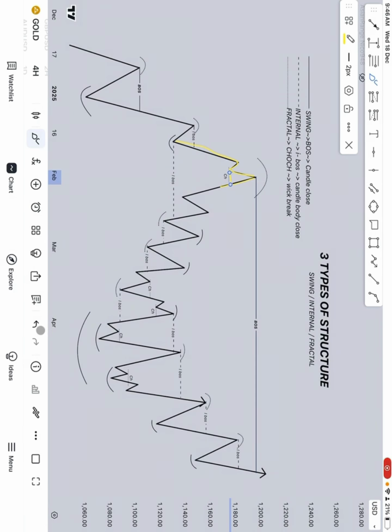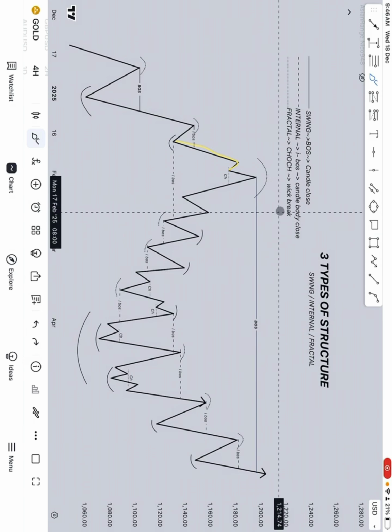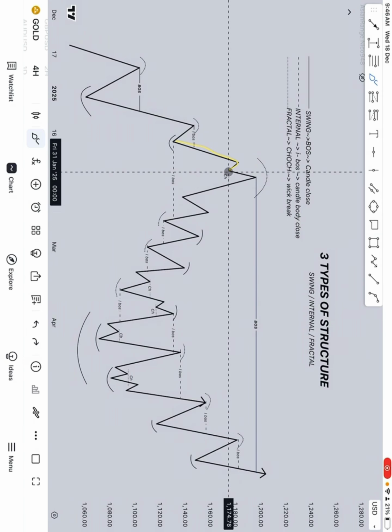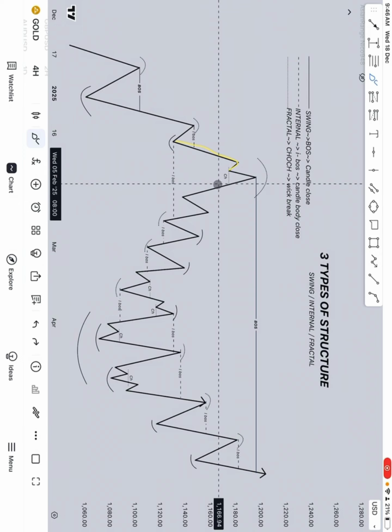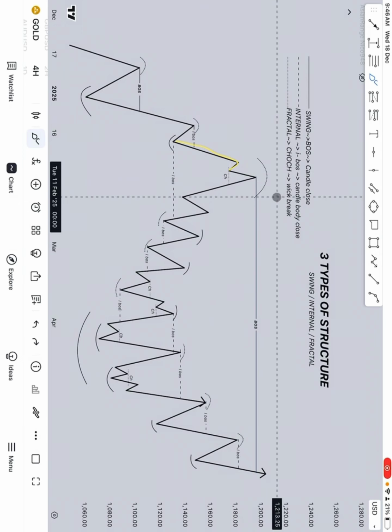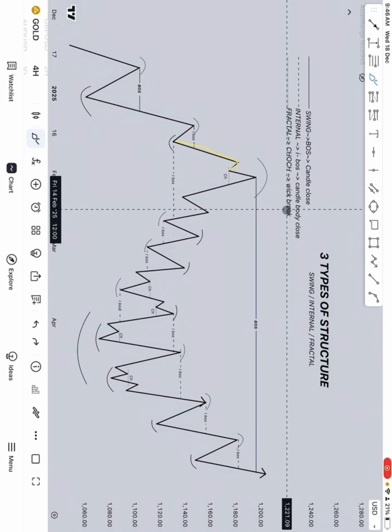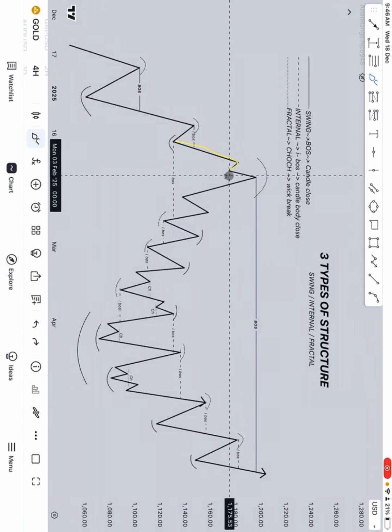These are some of the key things. Remember, we're just trying to get the key things. To identify a change of character, it's when the wick just breaks below the fractal structure. And that's considered a change of character. So what does this change of character actually indicate?